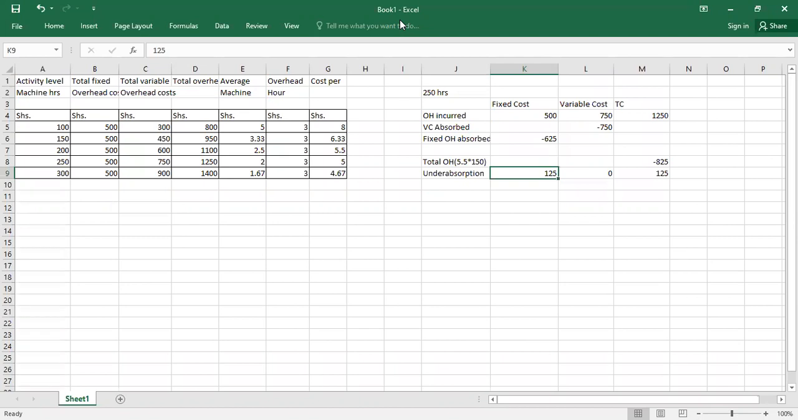So we go on. So the total overhead will be 5.5 multiplied by 250. What do you get? 1375.